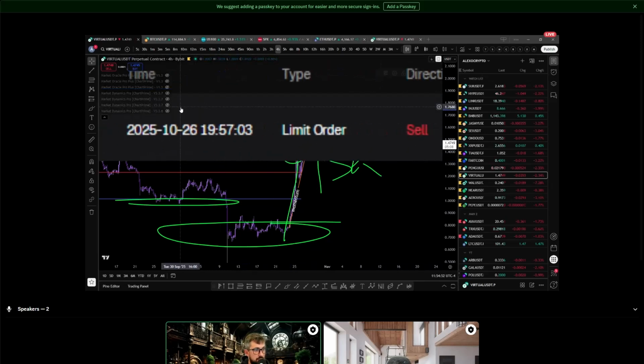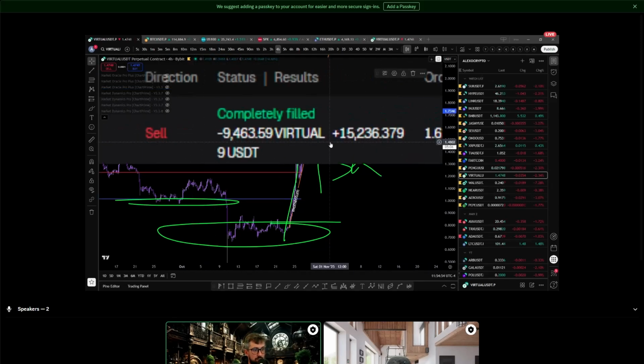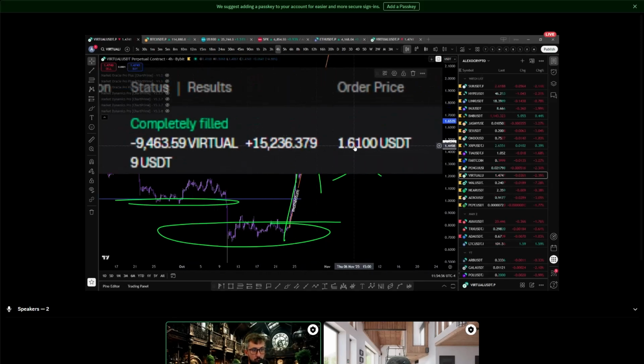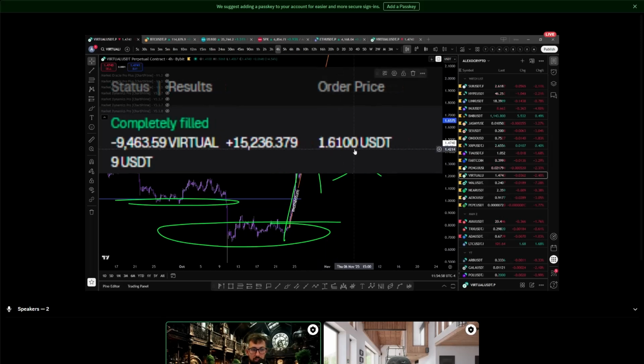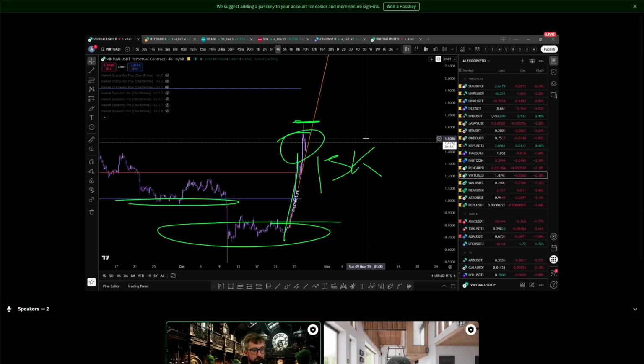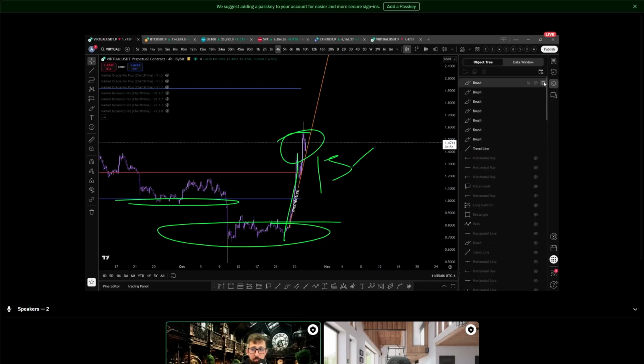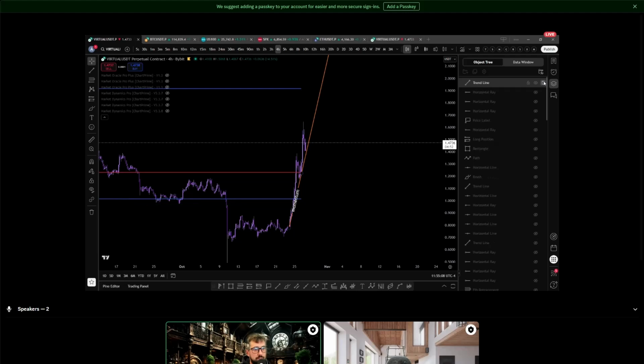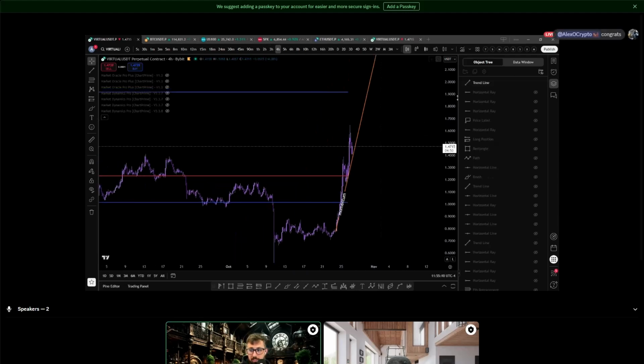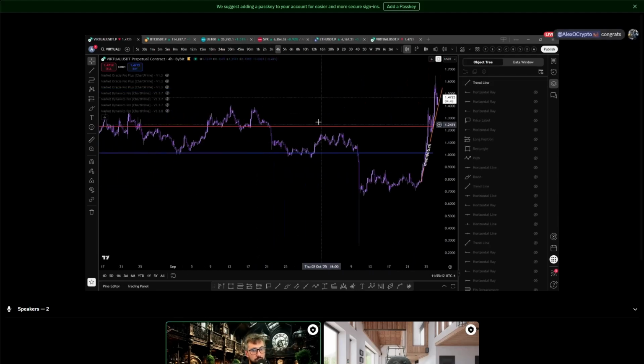And here's your Virtual trade. Here's last night. Here's your sell. Here's your $15,000 at 161, just so you guys all understand what we're doing here. And that's spot, guys. That's spot. So this is how we do it, right?